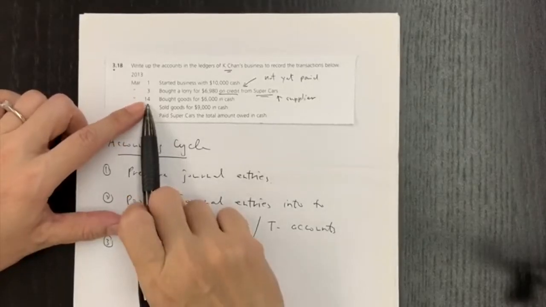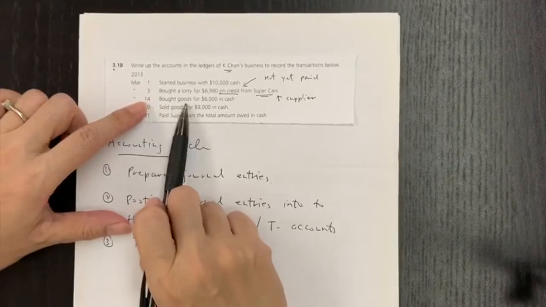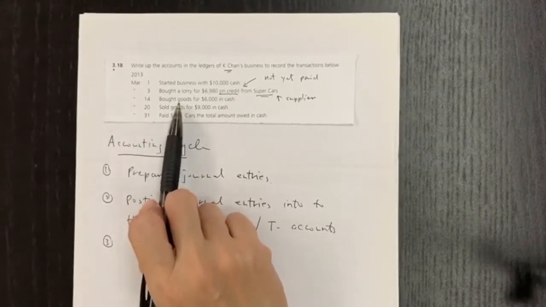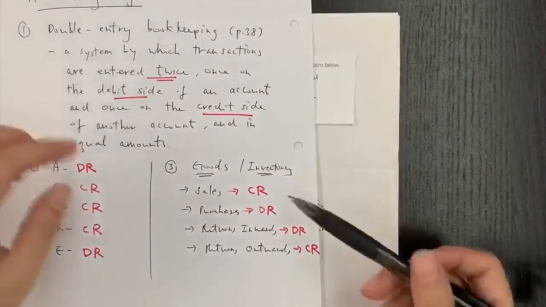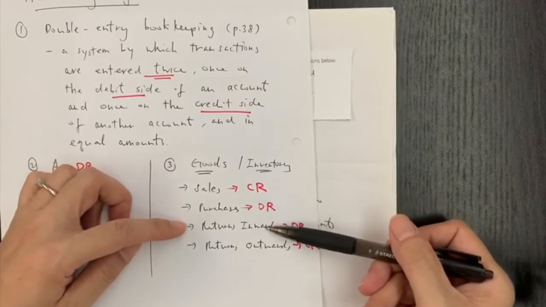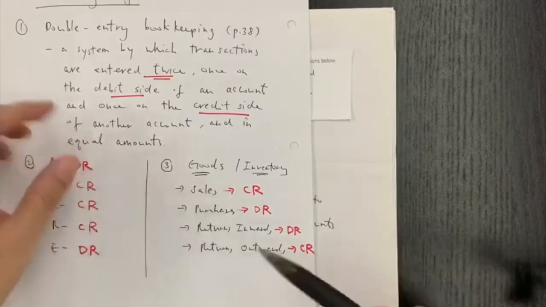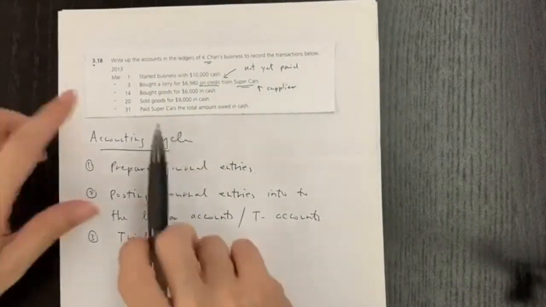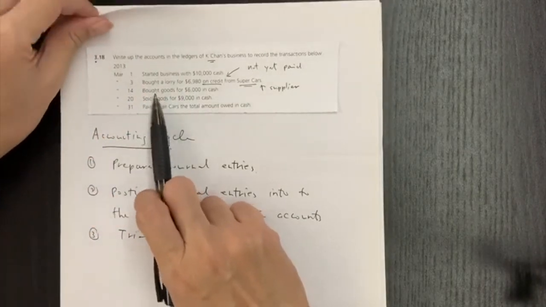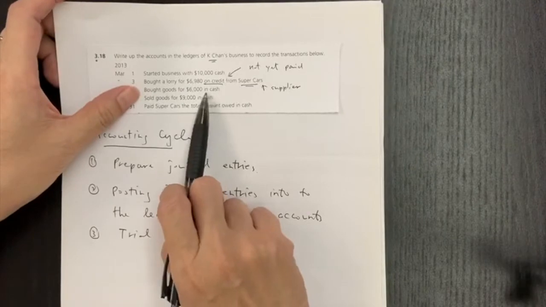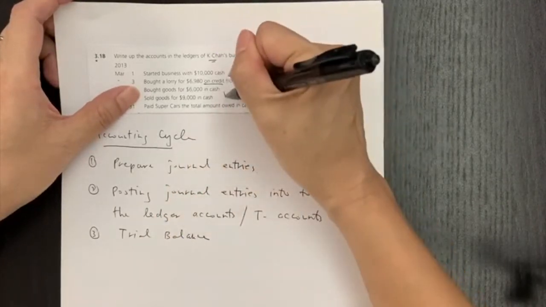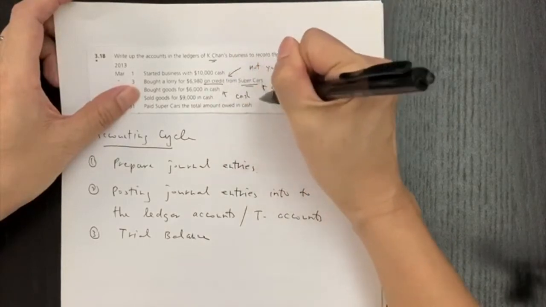Okay, now we have 14th March, bought goods. Remember, whenever we have goods, we never use a goods account. However, we have either 4 things representing goods: sales, purchases, return inwards, and return outwards. Okay, so which one do we use here? Bought goods means purchases. If we buy goods, we have to pay, and then we pay in cash. So this simply means a kind of cash purchases.